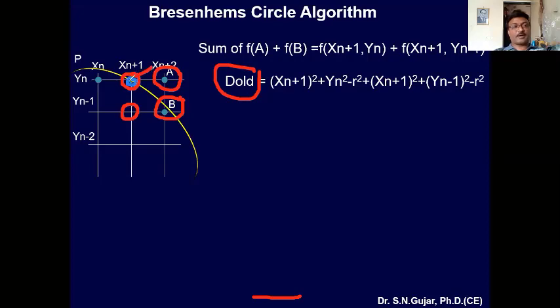What are the upcoming points? This is my upcoming point A or this is my upcoming point B. So either I have to select A or B. So this is my next decision parameter, which you have to consider for the next decision. But how can you calculate which one is the distance?